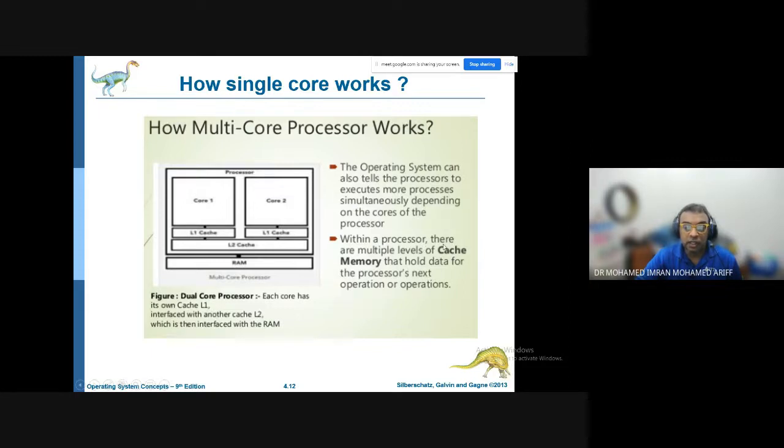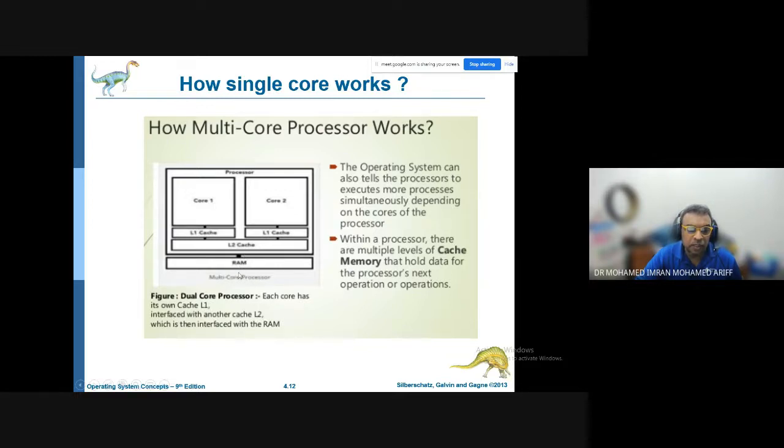Within a processor, there are multiple levels of cache memory that hold data for the processor's next operation. Okay, so what does this mean? This is the processor. The processor is still one, but the brain is now split into a left-hand side and a right-hand side. So this has its own cache, this has its own cache, and it's all linked to the RAM.